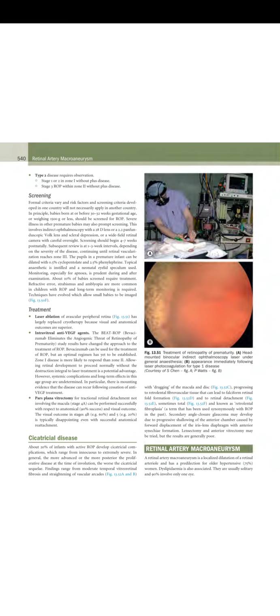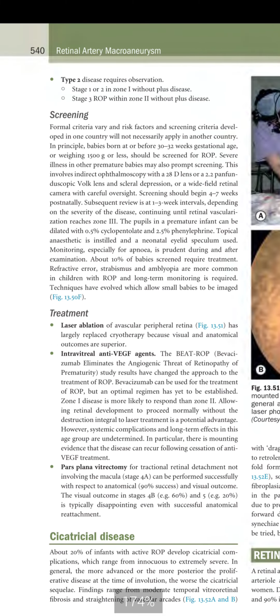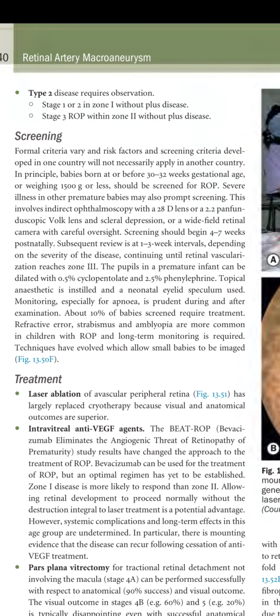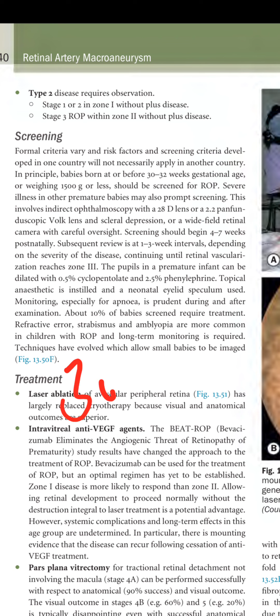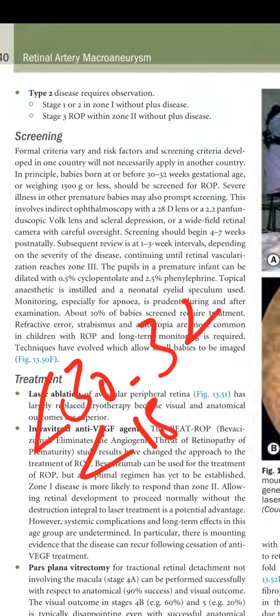Next is how do you screen the patient with retinopathy of prematurity. Formal criteria vary, and risk factors and screening criteria developed in one country will not necessarily apply in another country. In principle, babies born at or before 30 to 32 weeks gestational age or weighing 1500 gram or less should be screened for ROP. So basically, if the baby is born 30 to 32 weeks before gestation and is weighing less than 1500 gram, it should be screened for ROP.